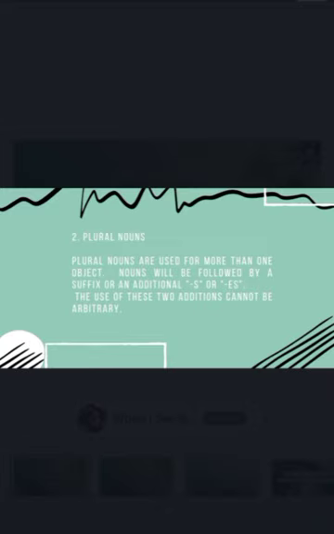Add es after x, ch, ss, and sh, and sometimes after o. Box, boxes. Dish, dishes. Dress, dresses. Beach, beaches. Tomato, tomatoes. Change y to ies. Party, parties. Some plural nouns are irregular. We do not form the plural with s or es. Example: woman, women. Child, children.